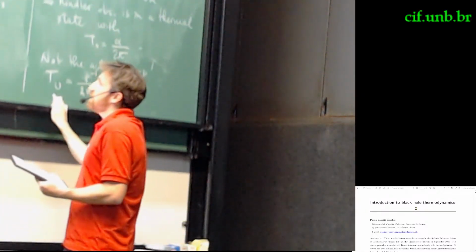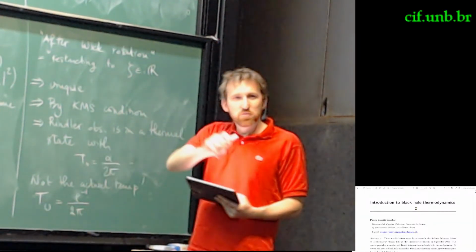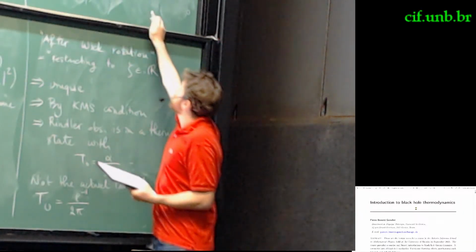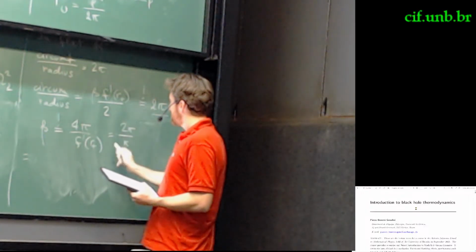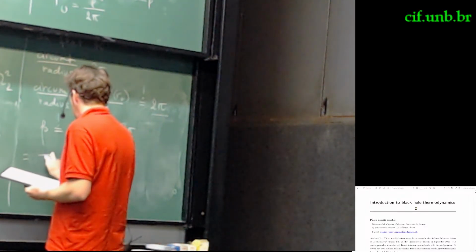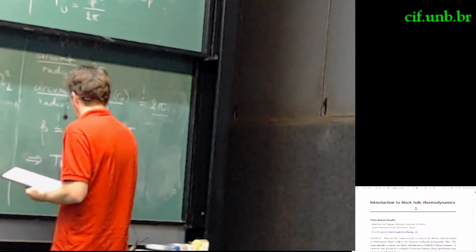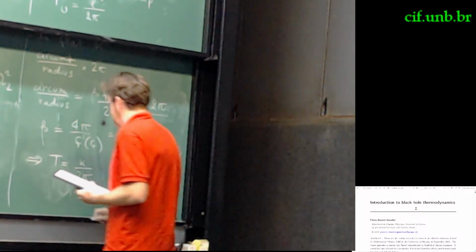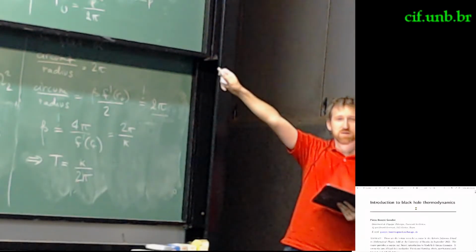So in this way, we have related geometry to the thermal temperature of black holes. And the result here is that black holes are associated to a temperature that is kappa divided by 2 pi, which is precisely the temperature that I claimed at the beginning.